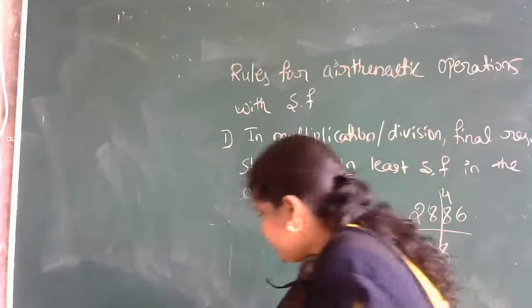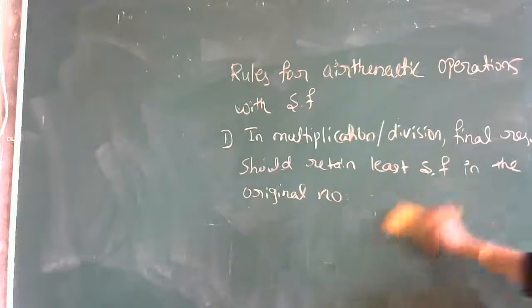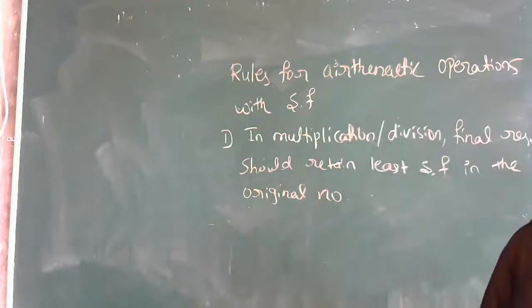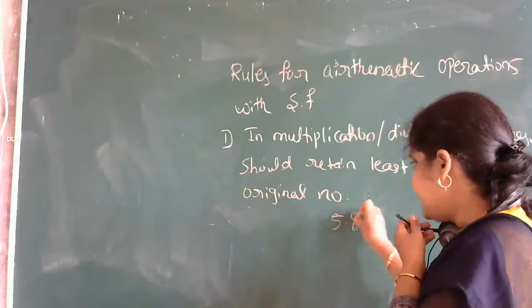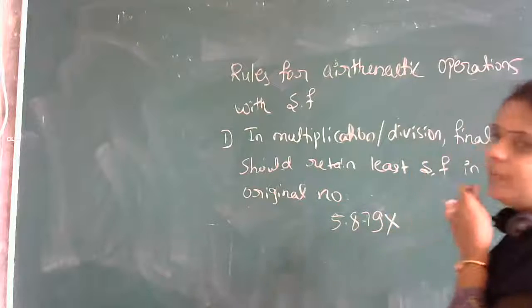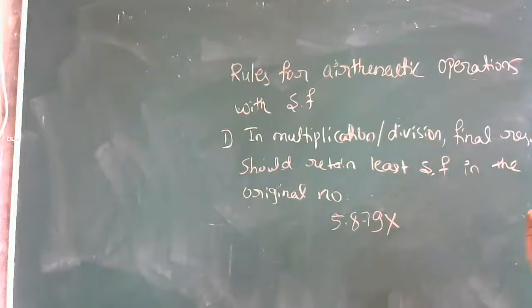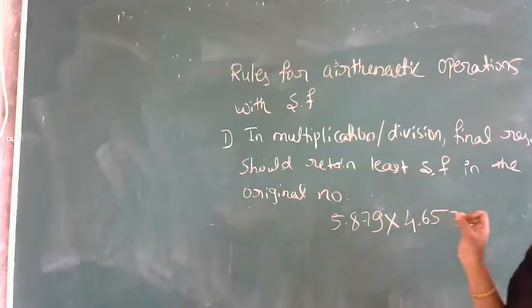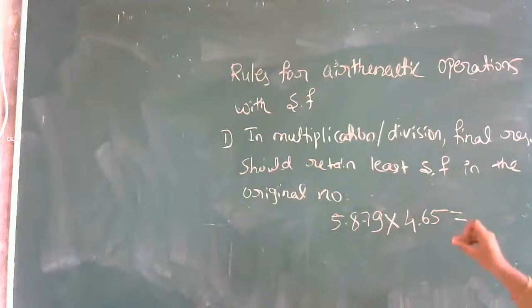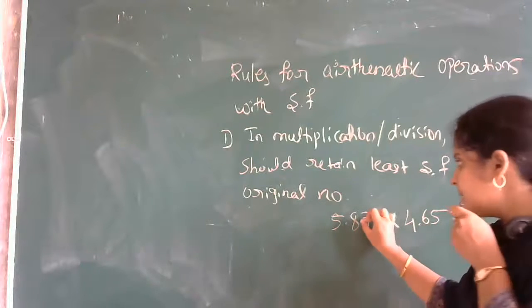So actually the example is for decimal point. I hope the definition is clear to everyone. Students, this should be for your decimal numbers. So I'll take a decimal number as 5.879 into 4.65. So this is our actual example, which is equal to... here see what is the significant figure.